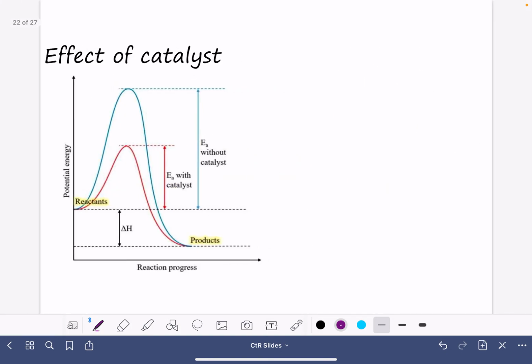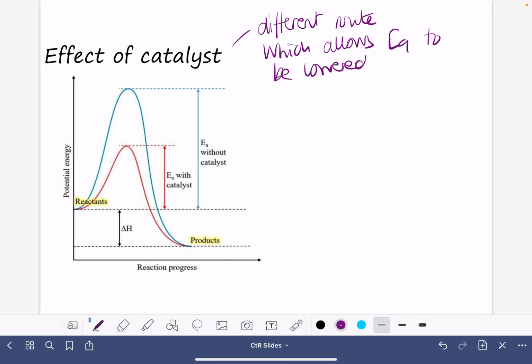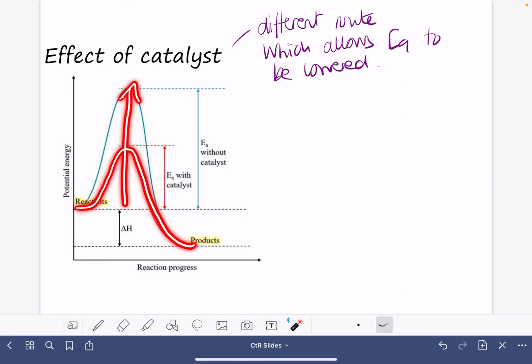Let's think about the effect of a catalyst then. A catalyst works by providing a different route which allows the activation energy to be lowered. If we look at the difference between this curve here, which is without a catalyst, and then the same reaction with a catalyst, the thing that's changed is the activation energy. So this was uncatalyzed and then catalyzed. Activation energy has been lowered because we've got this alternative route.